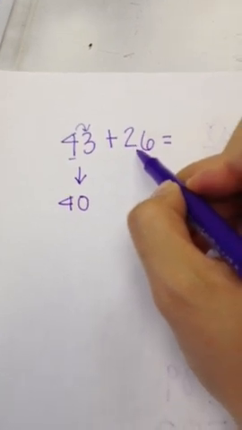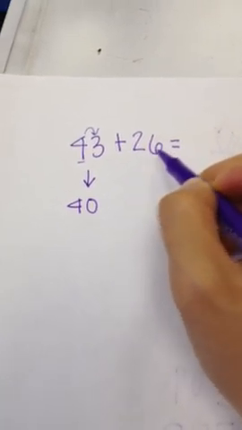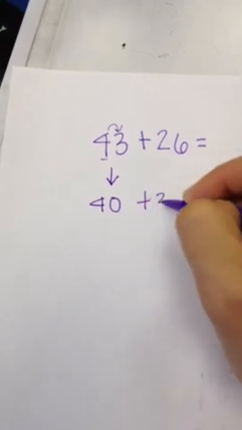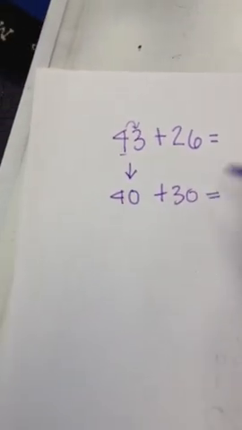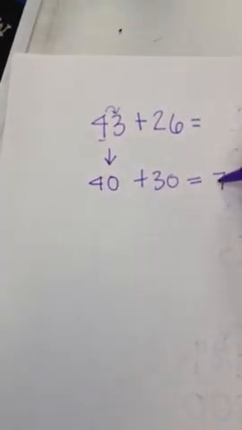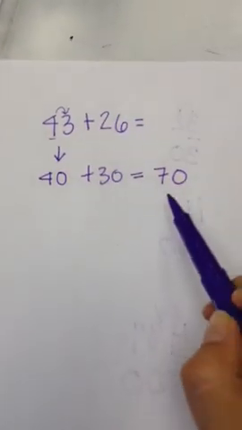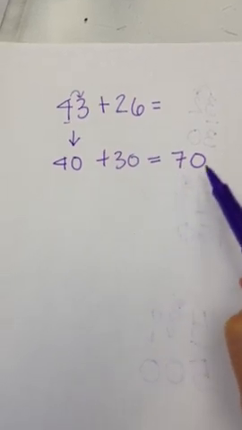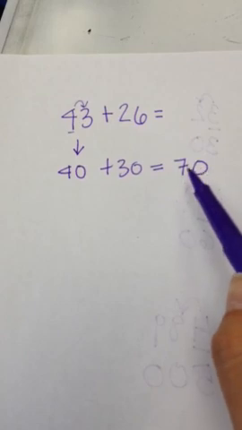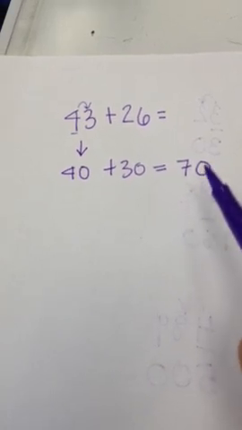We're going to round 26. Is it closer to 20 or 30? Check the neighbor. That's going to boost this up to 30. Our ballpark estimate is going to be 40 plus 30 equals 70. We know that our actual answer is going to be in the ballpark of 70. Since we rounded to the nearest 10, the actual answer should be within 10 of 70.